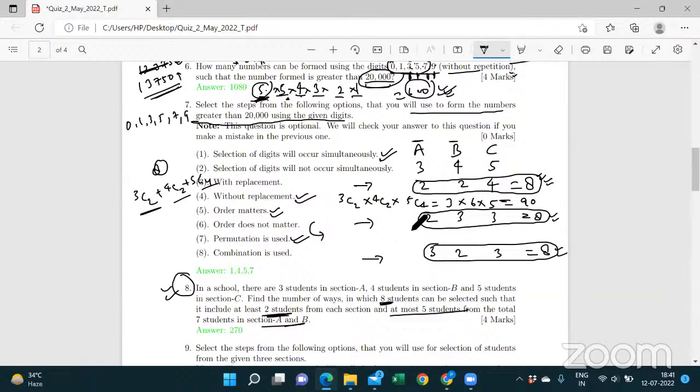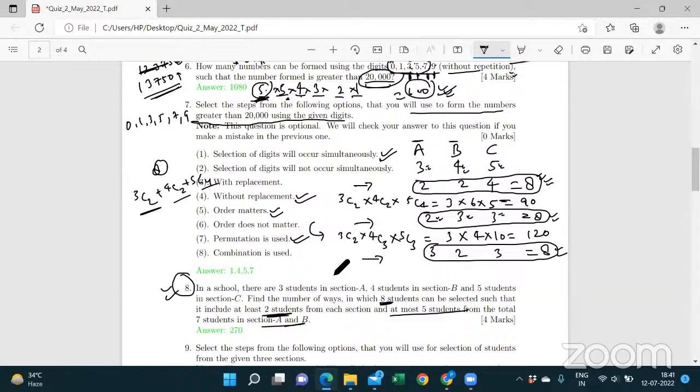No worry about it. So similarly for this, out of 3, we have to choose 2, right? So again 3C2 into 4C3 into 5C3. So what will be the answer? It will be 3 into 4 into 10, it will be 120. 120, right? Yes, sir.